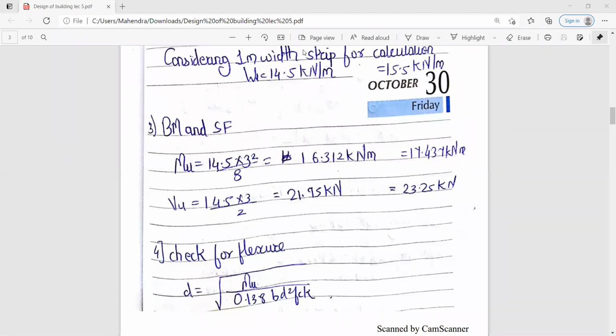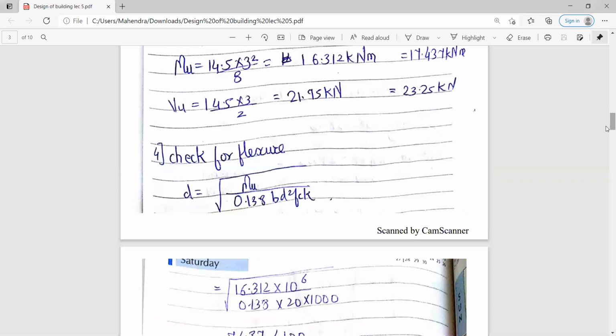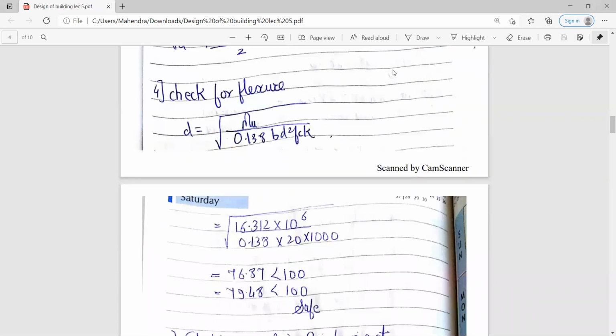Then check for the flexure. Next step is to check for the flexure. You check for the flexure, again you have the formula, that is D equals under root of Mu upon 0.138 B D square FCK. So again you have a Mu, आपको कितना मिला था? Moment just now you calculated, आपको moment की value मिली थी 16.312. So 16.312 into 10 raised to power 6 upon 0.138 B D square FCK. So substitute all the values.